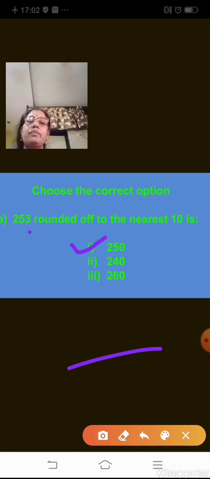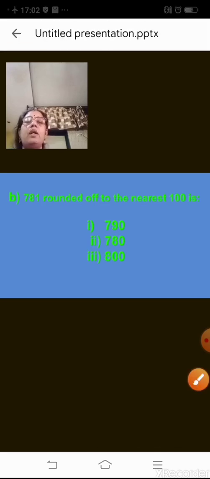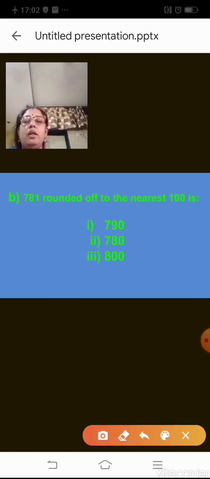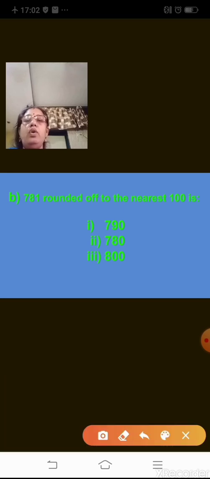Okay, coming to the next one, 781 rounded off to the nearest 100. Now hundreds means you will have to underline the number 7, and you will see the number at the tens place. Now in the tens place the number is 8. That means in the hundreds place you will raise the number by 1, which will become 7 plus 1, that is 8, and in the tens and the ones place you will put a 0. So what is your answer? Your answer is 800.